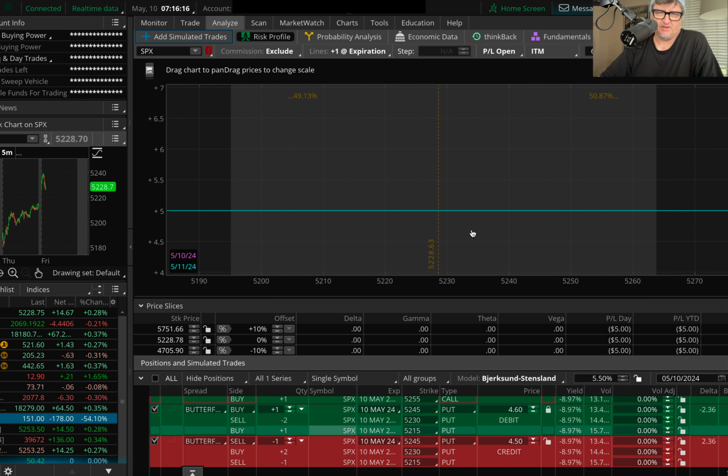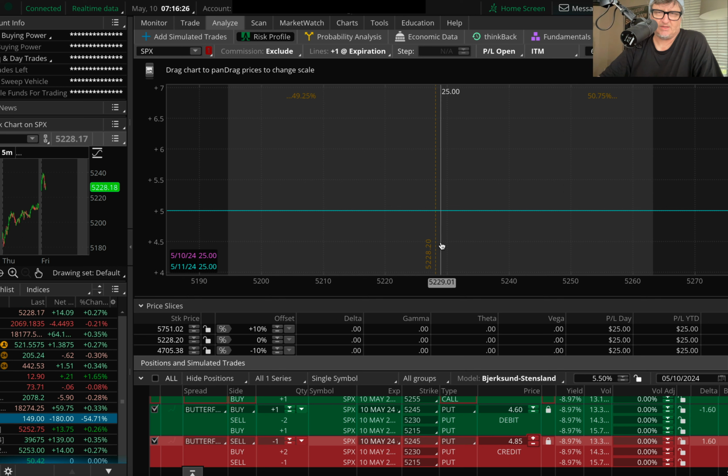Okay. Little Thinkorswim trick. Okay, so I'm going to tick this price up here just to see what price I need to get filled at to make my $50. So that's 25. That's 45. What's going on here?